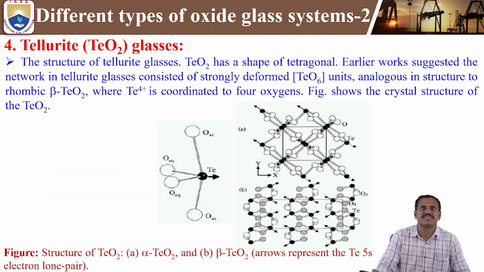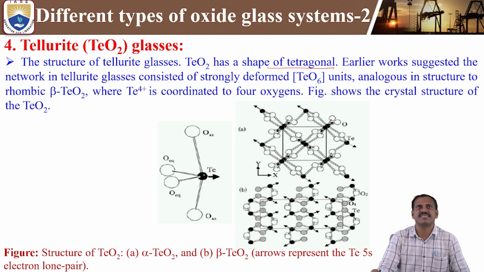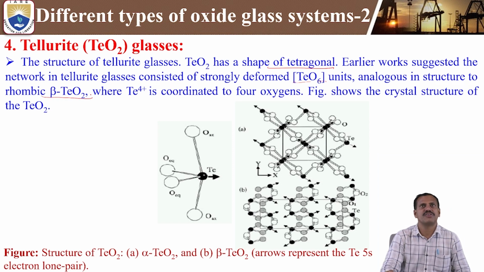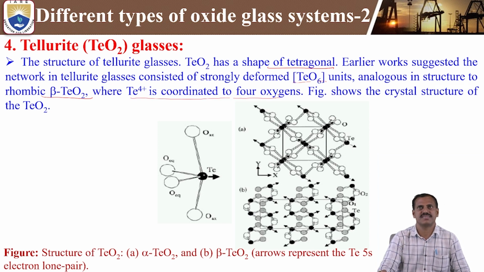Next, coming to the structure of the tellurium oxide glasses. Tellurium oxide has a tetragonal shape. Earlier works suggested the network in tellurite glasses consisted of strongly deformed TeO6 units, analogous in structure to rhombic beta tellurium oxide, where Te is coordinated to 4 oxygens, that is Te4+.